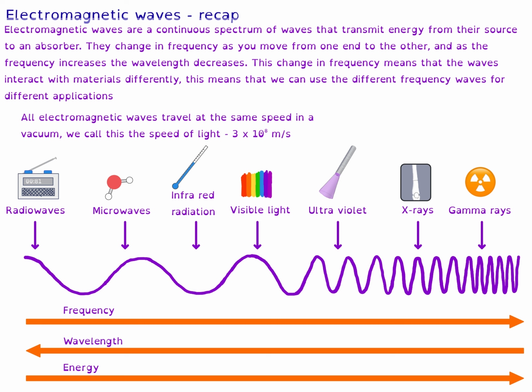All electromagnetic waves travel at the same speed in a vacuum. We call this the speed of light, and it is 3 × 10⁸ meters per second. You will need to learn the order of the waves in the electromagnetic spectrum, from radio waves all the way through to gamma.